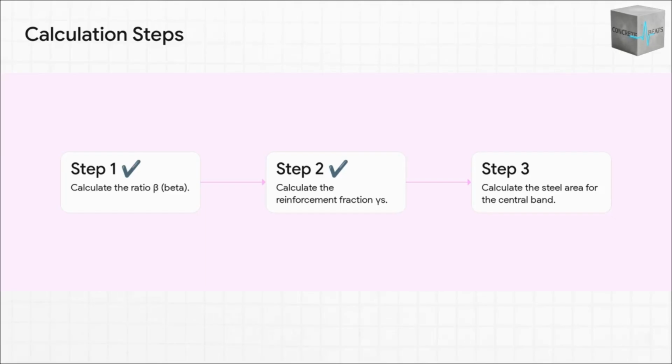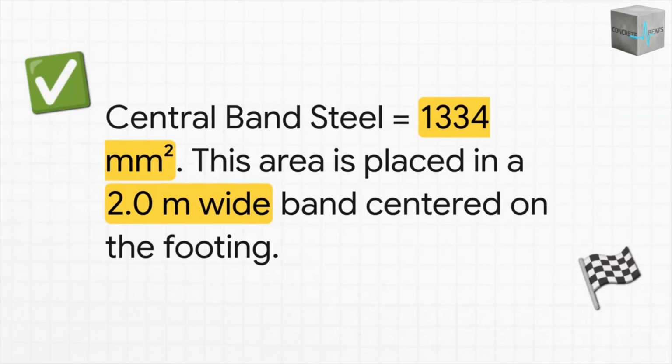All right, we're at the final step. We have the fraction, so now we just have to figure out the actual area of steel that number represents. So for step 3, we take our total steel requirement, that's 2,000 square millimeters, and we multiply it by our fraction, 0.667. That gives us a final answer of 1,334 square millimeters.